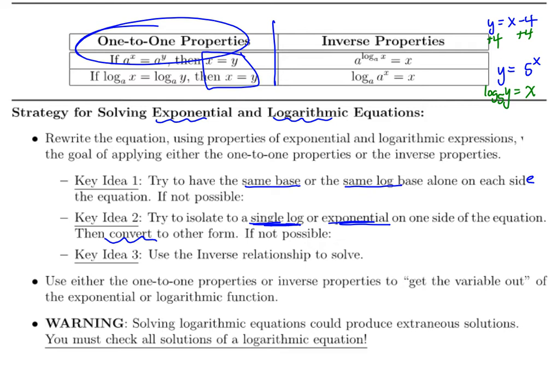And if that doesn't work, then we might have to use the inverse relationship on both sides. Maybe we take the logarithm of both sides or raise both sides to the same power so that we can bust out, right? Get the variable out of that function. Now, anytime we do logarithms, we have to check the solutions because the domain of the logs does not include negative numbers. So let's see what some of these look like.